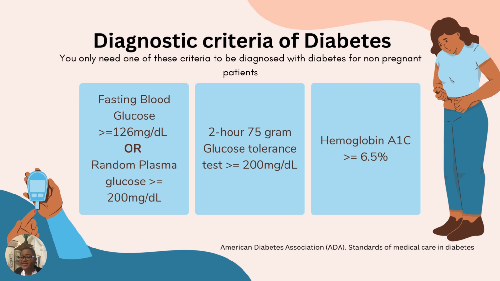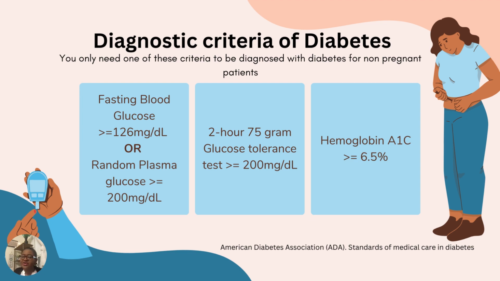Or if you've eaten that morning and you walk into the hospital or clinic and your blood glucose is being checked, if you have a plasma glucose level that is greater than or equal to 200 milligram per deciliter, you can be diagnosed with diabetes.